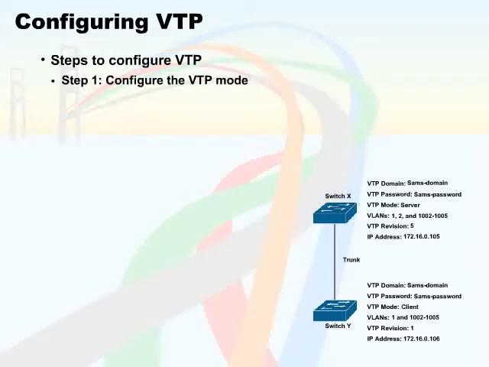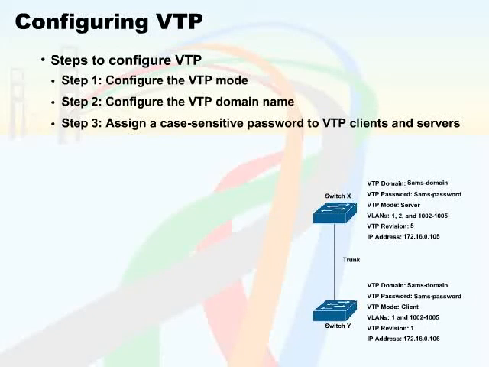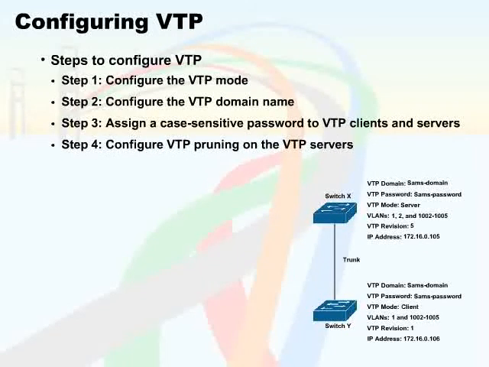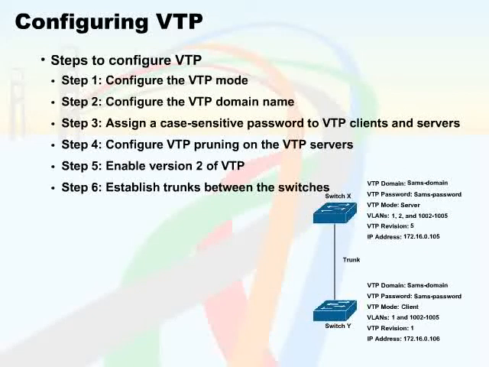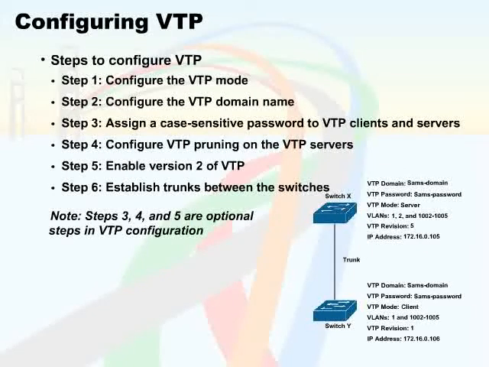Step 1, you configure the VTP mode. Step 2, you configure the VTP domain name. Step 3, you assign a case-sensitive password to VTP clients and servers. Step 4, you configure VTP pruning on the VTP servers. Step 5, you enable version 2 of VTP. And finally, Step 6, you establish trunks between the switches. Note that steps 3, 4, and 5 are optional steps in VTP configuration.